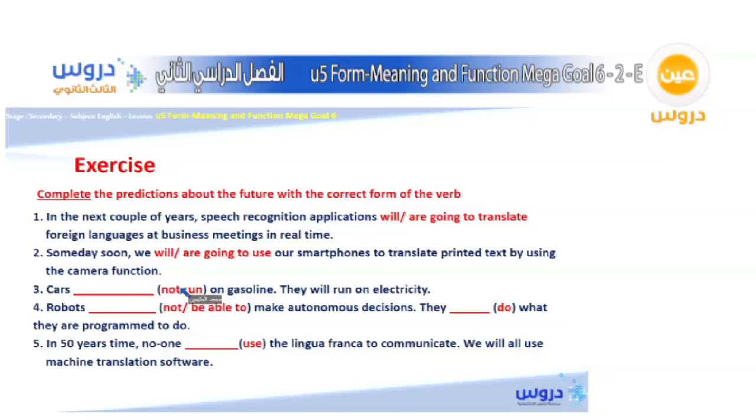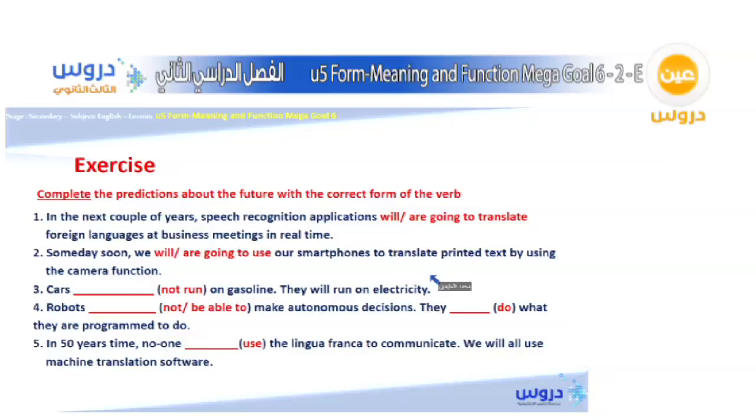Cars not run. Now we are having something different. We should use the negative form, not. What's the negative form with will and be going to, or with present continuous or present progressive? Cars not run on gasoline, they will run on electricity. So what's the answer?